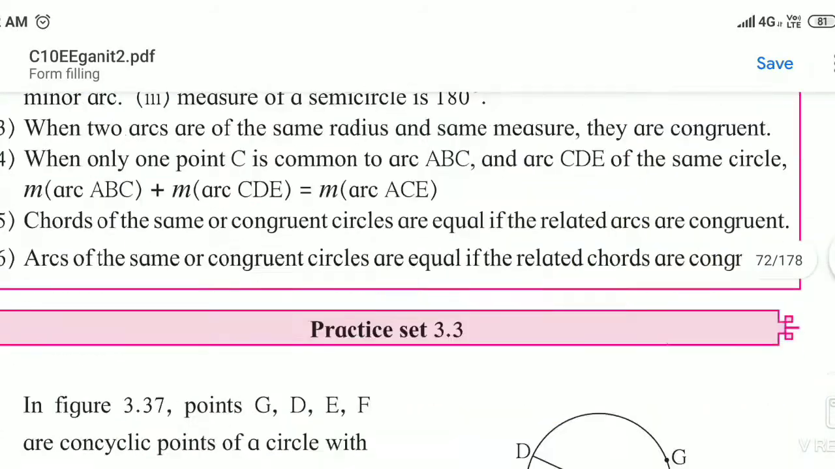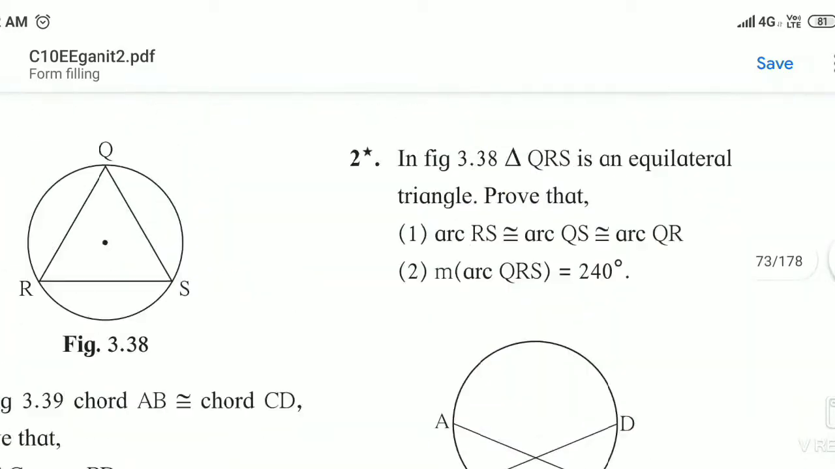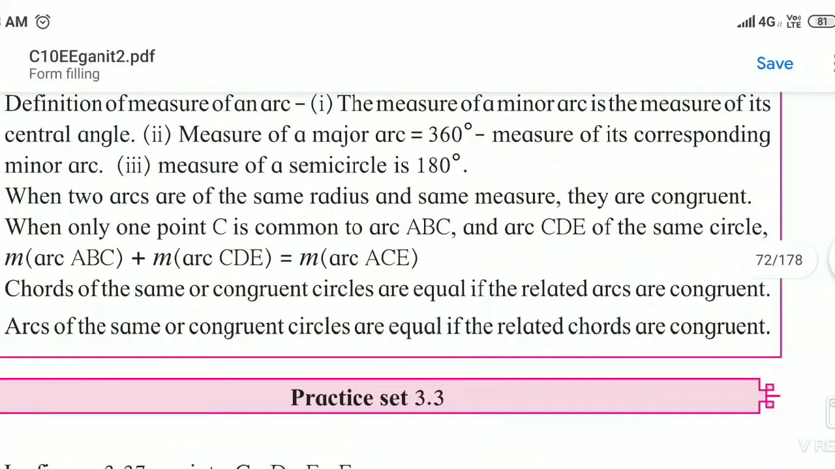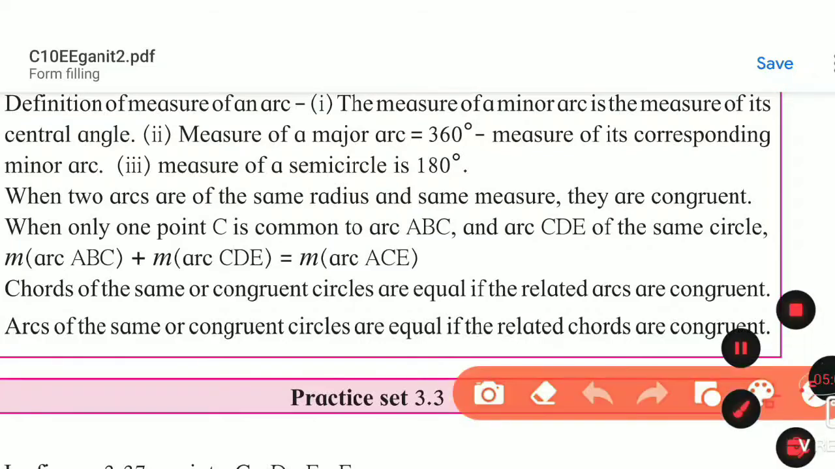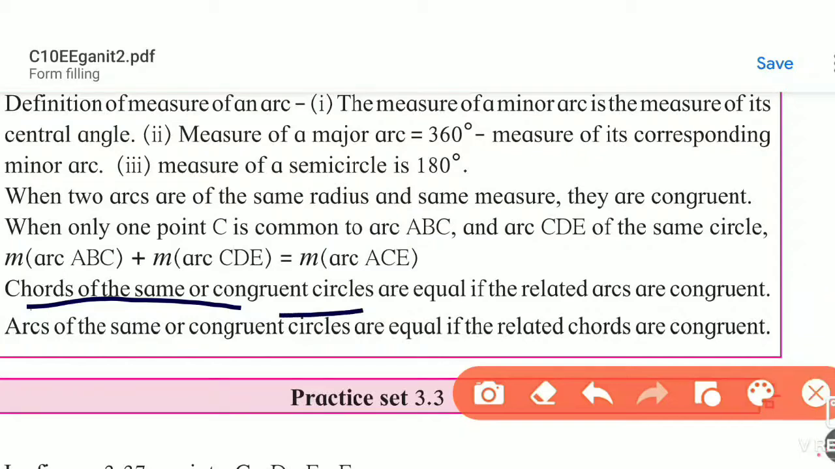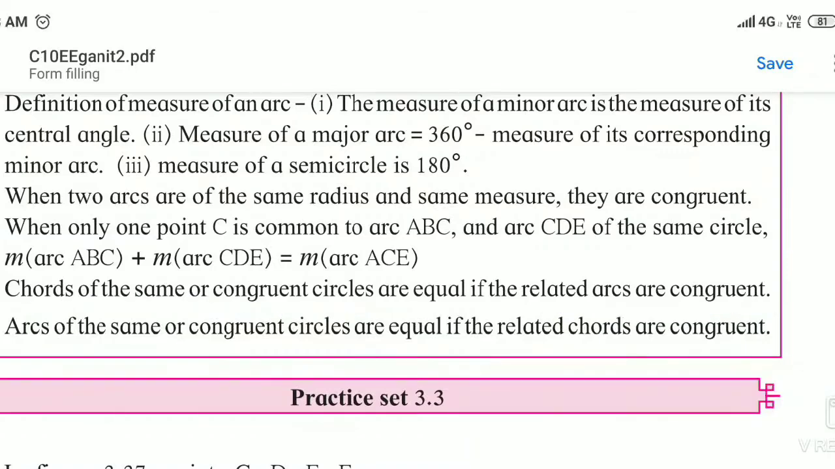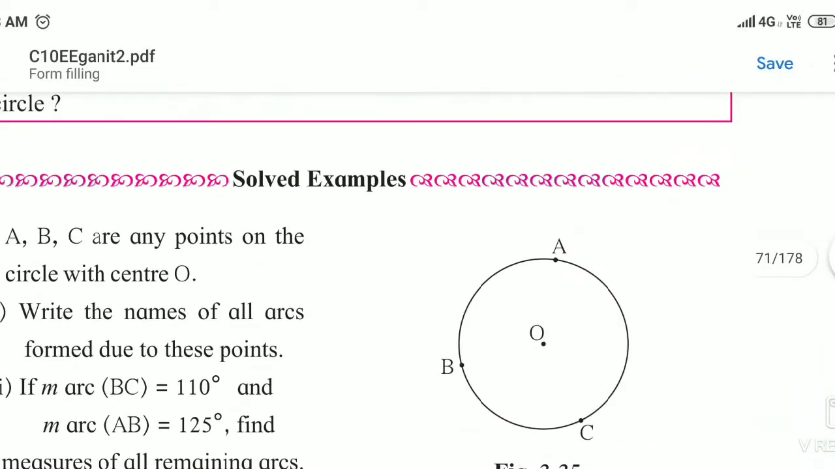Afterwards the next point: the chords of the same or congruent circles. What they said, which we saw just two lectures before, is that chords of the same and congruent circles are equal if their related arcs are congruent, and its converse: if the arcs are congruent, then their chords are also congruent. That we saw in these two theorems.